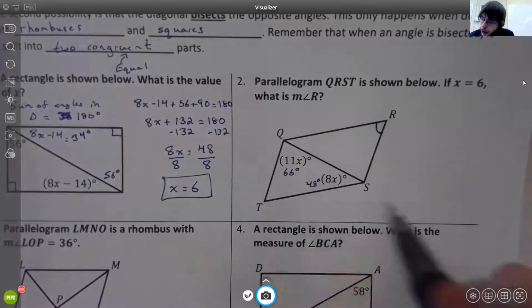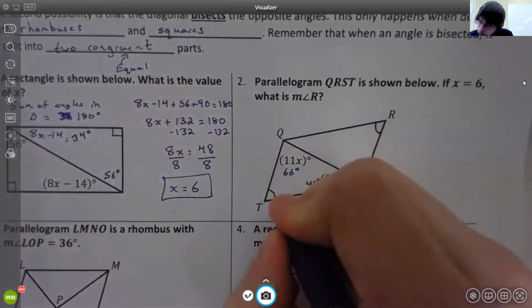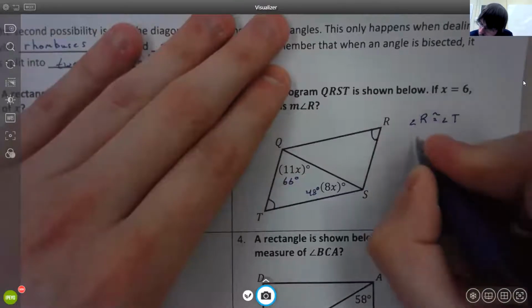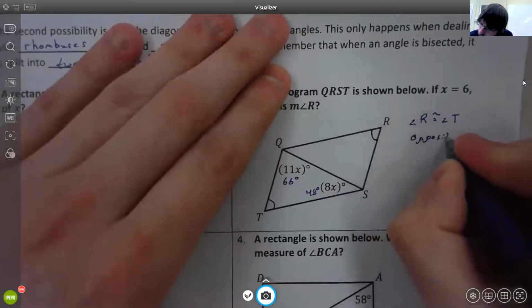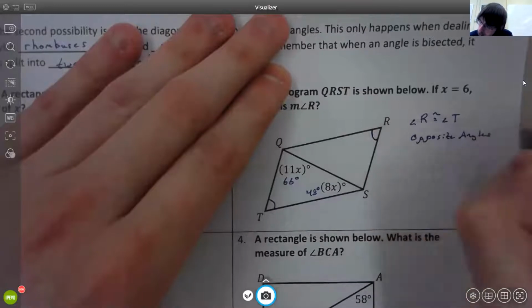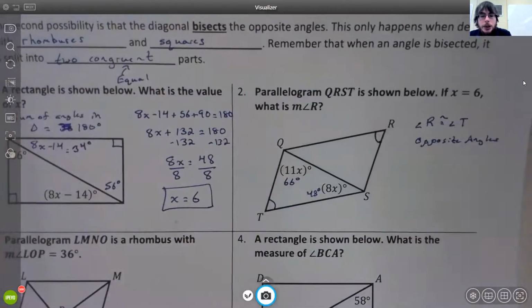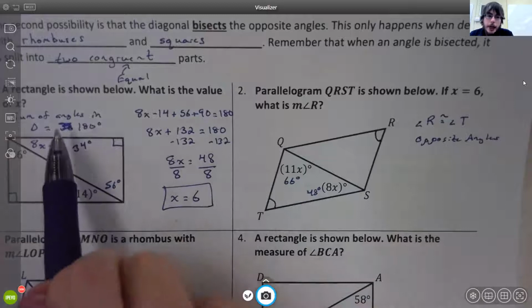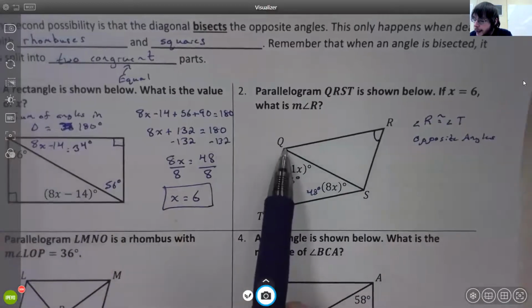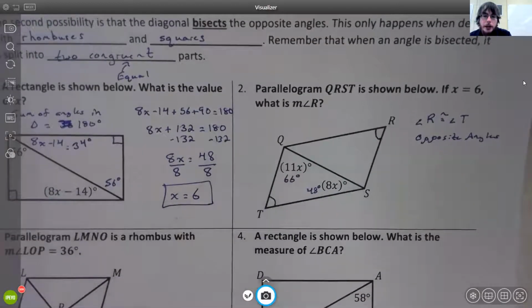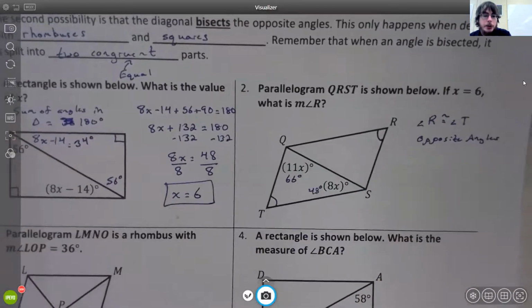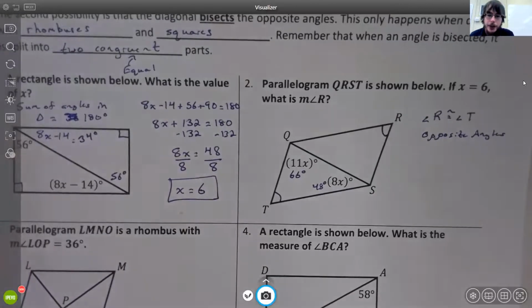And angle R and angle T are congruent because they're opposite angles. So if angle R is congruent to angle T, and we find angle T, we'll know R right away. Well, just like the rectangle over here, we can see that when you draw a diagonal through a parallelogram, it splits it into two separate triangles. Each has a sum of 180 degrees.